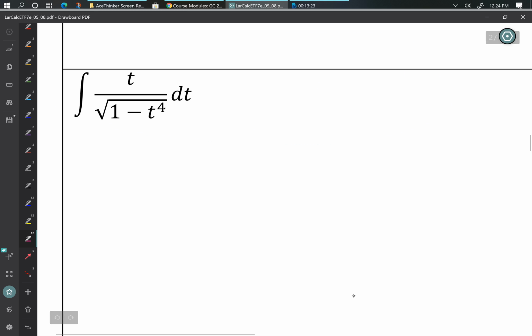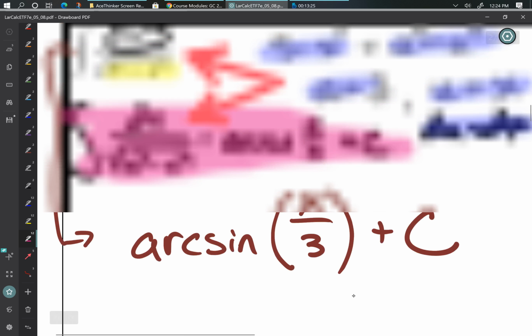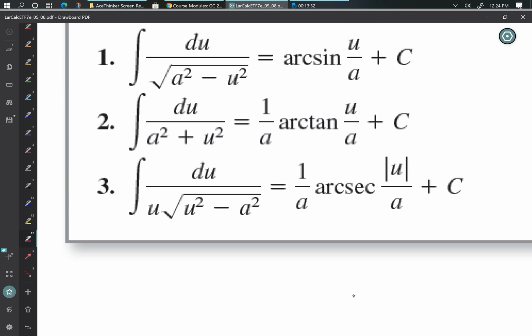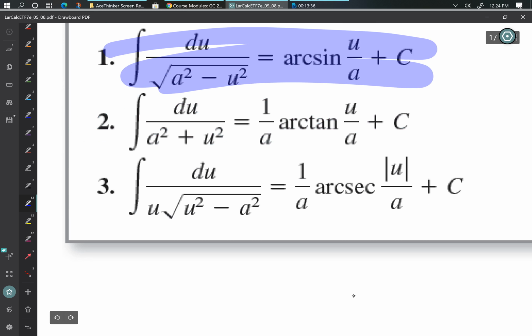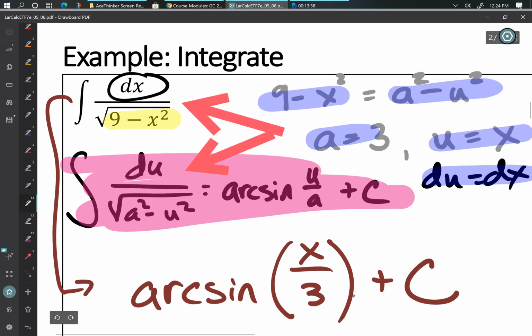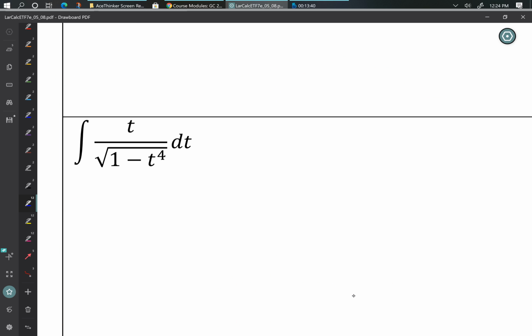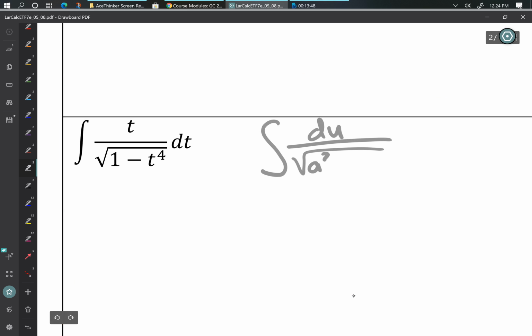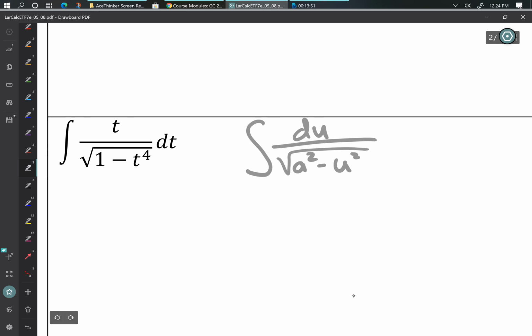Maybe it's arc trig. So I'm going to go back up here and look at my possibilities. Downstairs is a root, and it's only a root. So the only possibility is maybe it's this guy somehow. So I'm going to copy that formula down and see if I can figure out how to make it work. I'm thinking it's maybe something to do with this guy. The square root of a squared minus u squared.